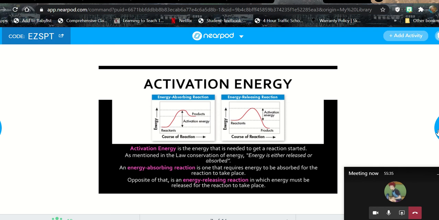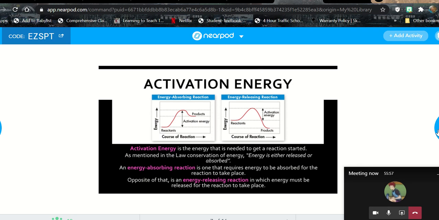All right. So let's talk about activation energy. In order for this digestion to even happen, we have to have some sort of energy, because either way, digesting food is a chemical reaction. So we need energy to even start a chemical reaction. Activation energy is that energy that we need to get the reaction started.